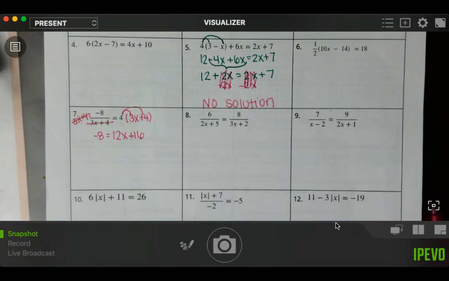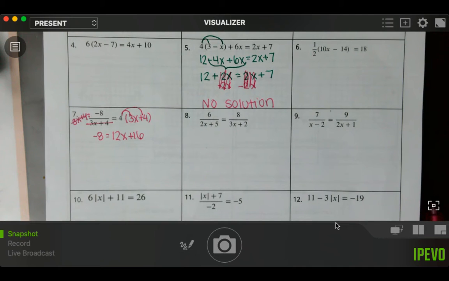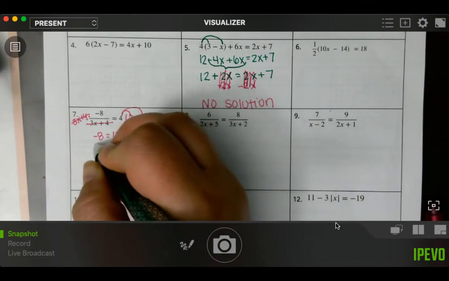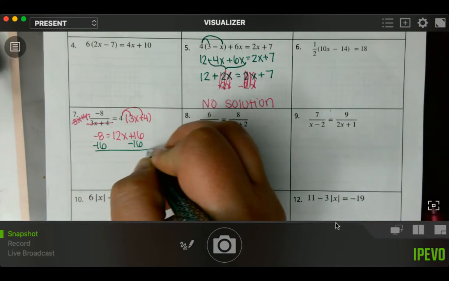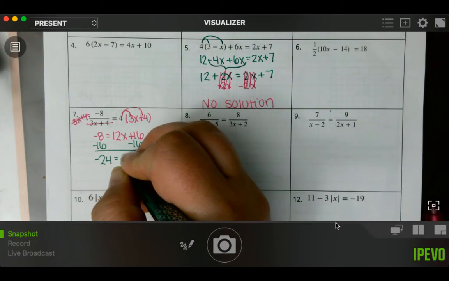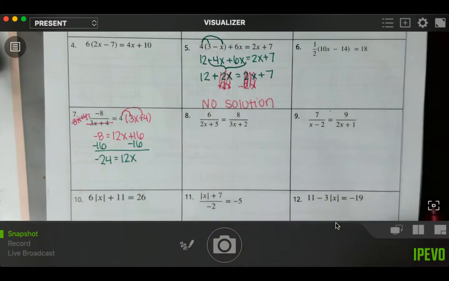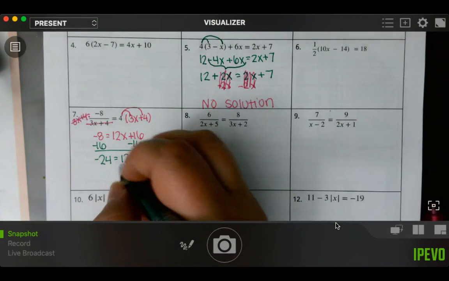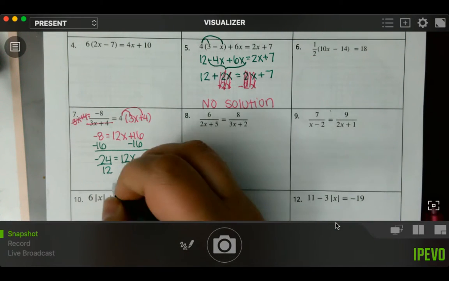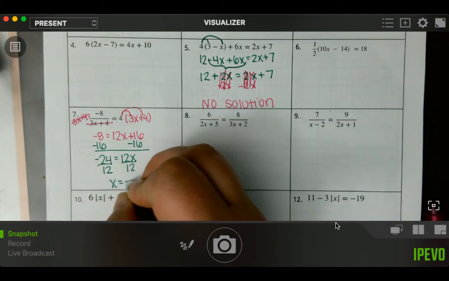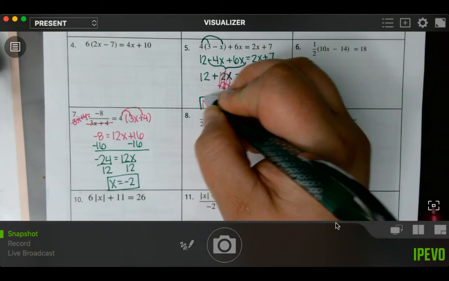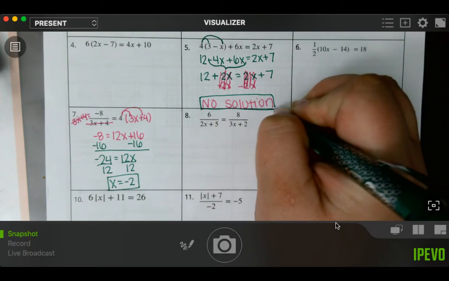I just want to solve this equation, right? So I'm going to subtract the 16 to the other side. Negative 8 minus 16 is negative 24 equals 12x. Then I'm going to divide by 12 on both sides. Negative 24 divided by 12 is negative 2. And I'll go ahead and box this one up here.